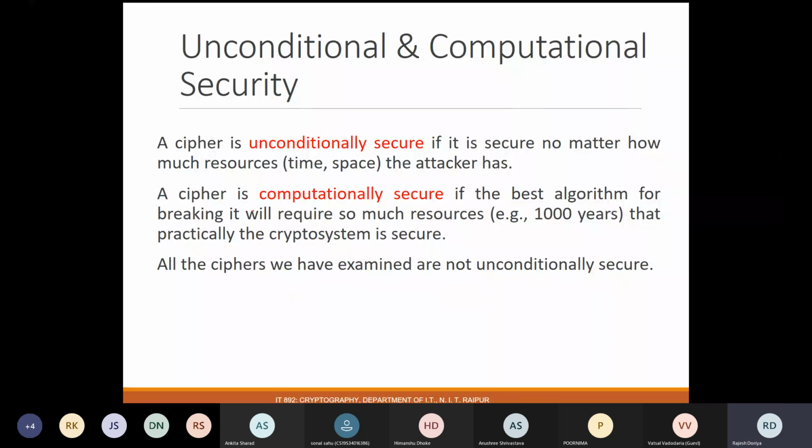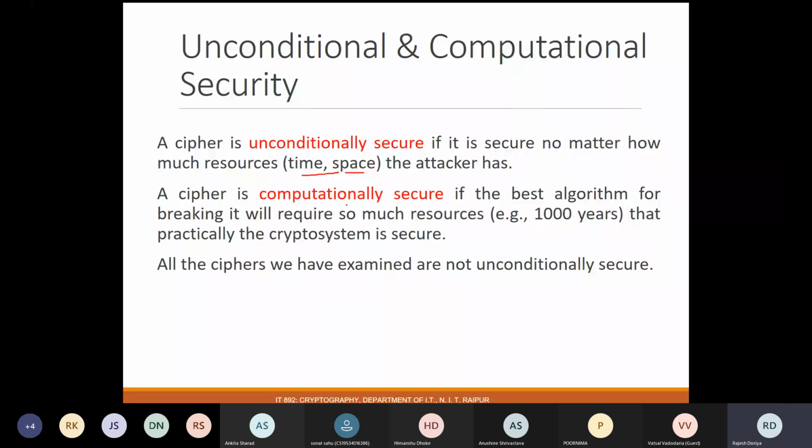Apart from that, a cipher can be unconditionally secure or computationally secure. Unconditionally secure means no matter how much time or space you devote, the attacker will not be able to crack it. In the case of computationally secure, it is hard to break; you can say it is breakable, but it will take a significant amount of time.